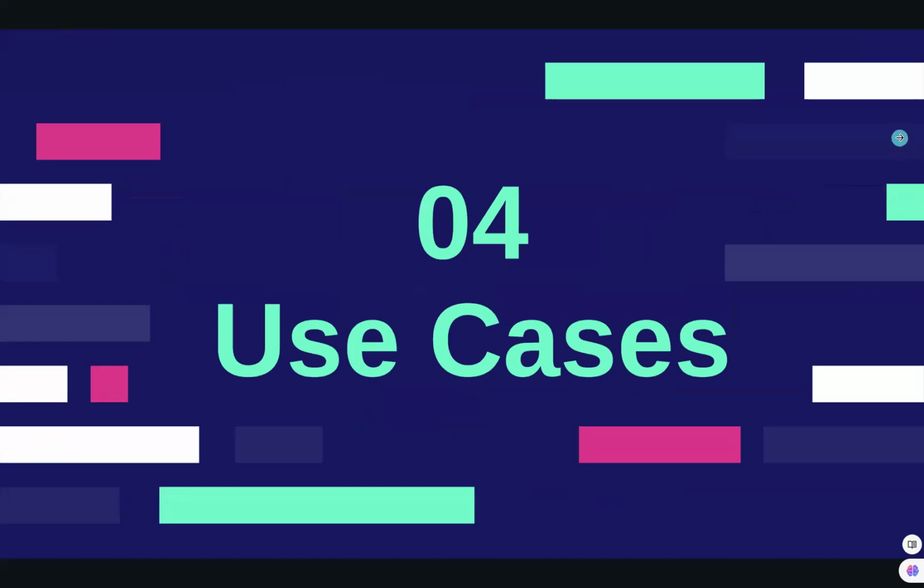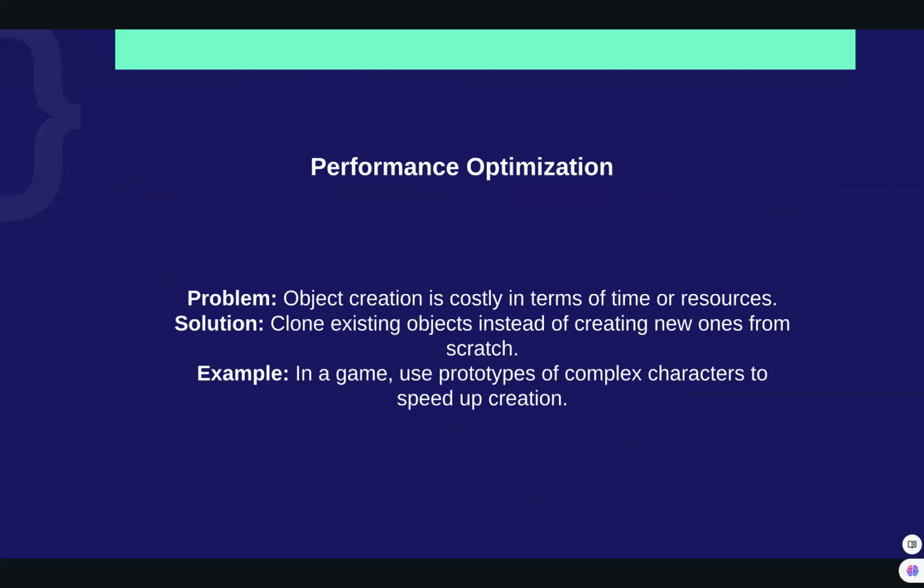So moving to the use cases. First one, we have the performance optimization. Imagine you're developing a high-performance video game where creating characters with detailed attributes takes a lot of time. Instead of creating each character from scratch, you can use the prototype design pattern by cloning a prototype of a pre-configured character. You significantly reduce the time and resources required for object creation. This approach helps in maintaining game performance and provides a smoother gaming experience.